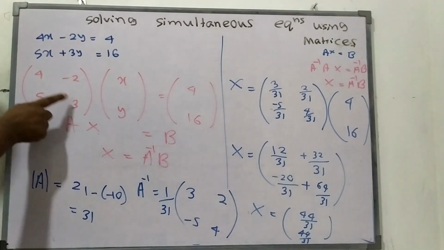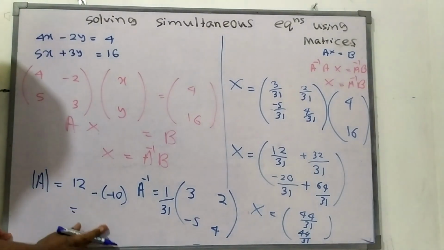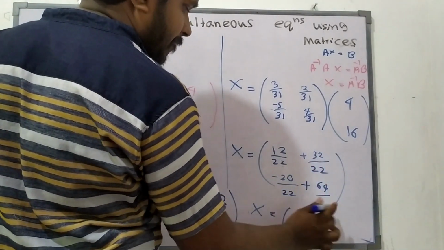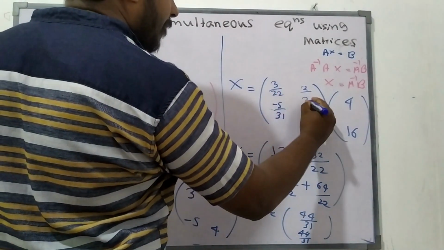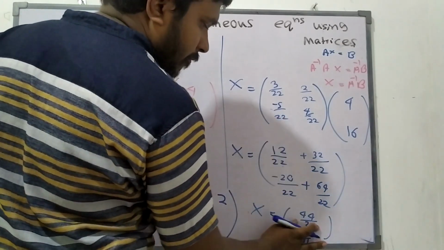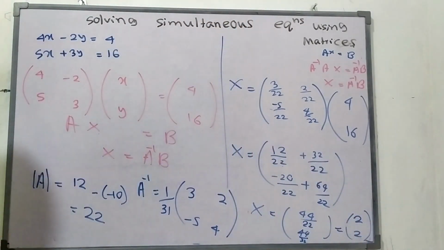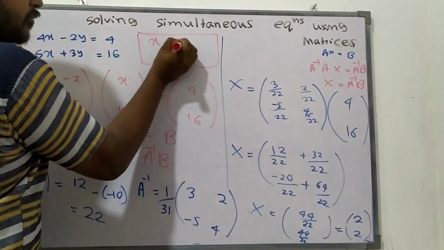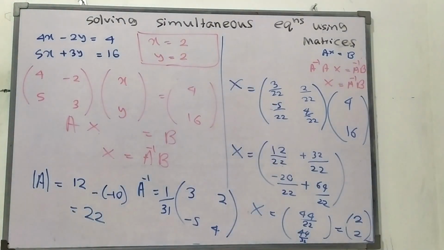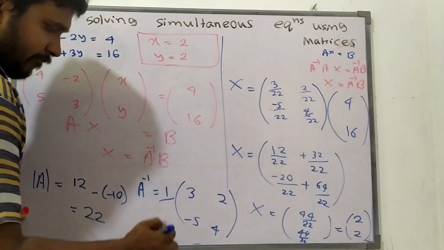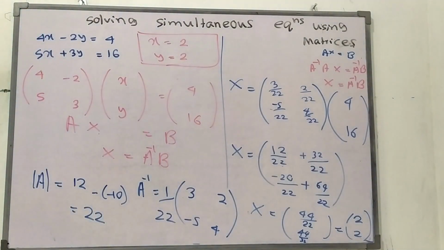I'm sorry about that, right? 4 into 3 is 12 now. It's 22. Then it's 2 and 2. Therefore, the answers are x equal to, y equal to, right? So this is 22, right? So it is wrong. It's 22. So I think now you might have the idea about solving the simultaneous equation using the matrices knowledge.